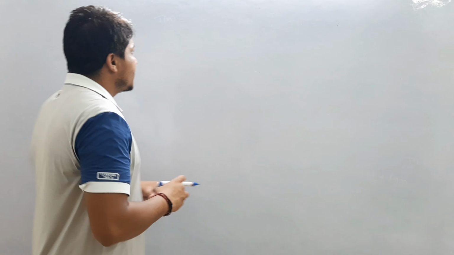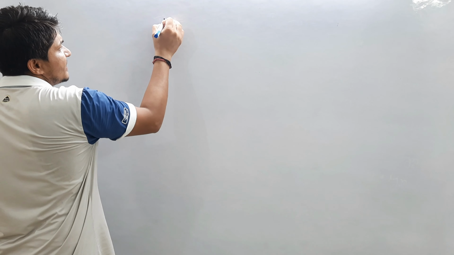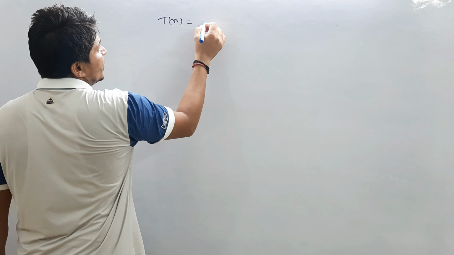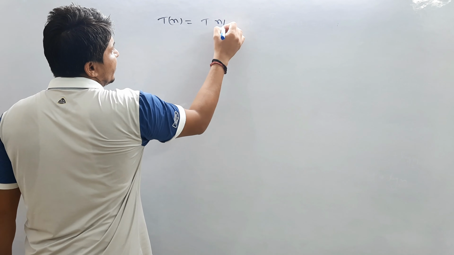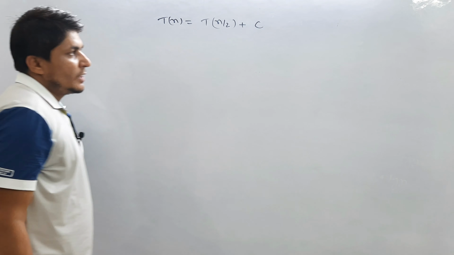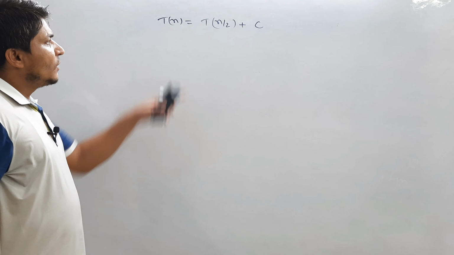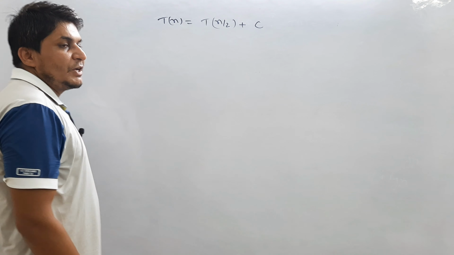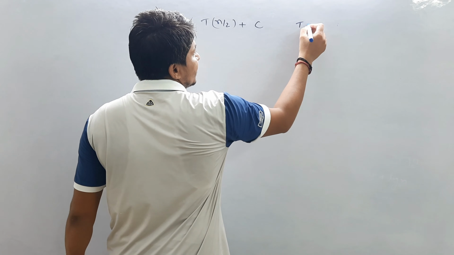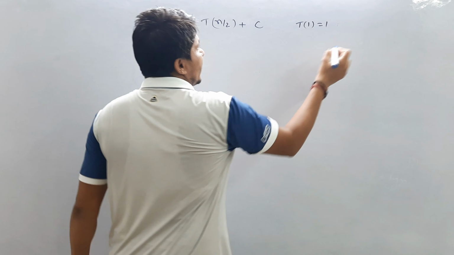In this lecture, I am going to solve the recurrence relation using the substitution method. So let's suppose one recurrence relation is given to us: T(n) = T(n/2) + C. Let us try to find the time complexity of this recurrence relation by using the substitution method. Let's say the termination condition is given as T(1) = 1.